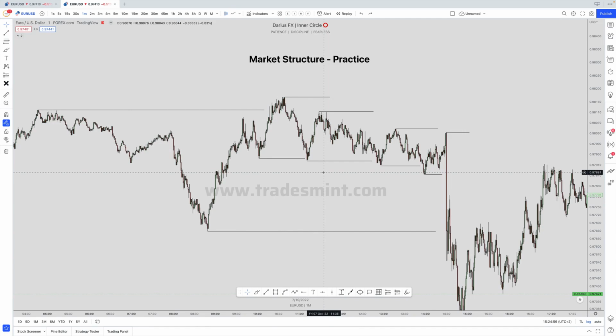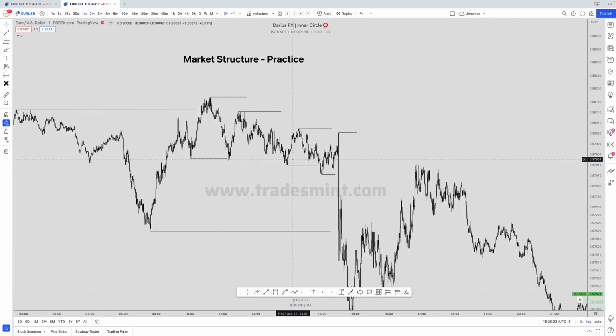Okay, so what we use market structure for is just to identify these breaks. We identify these breaks, we identify how price is developing, and then in combination with all the other concepts, we will be able to say, okay, maybe it will go bullish, maybe it will go bearish. That's it. So this is all you need on your charts from a market structure perspective.